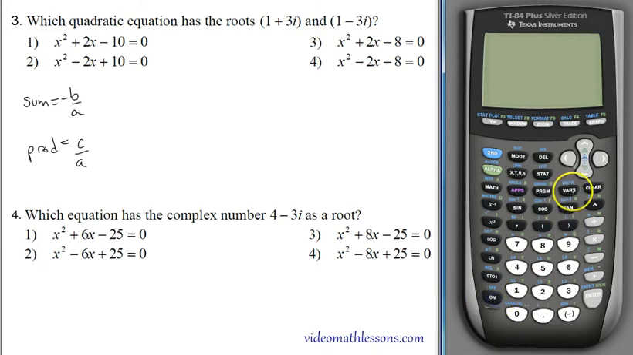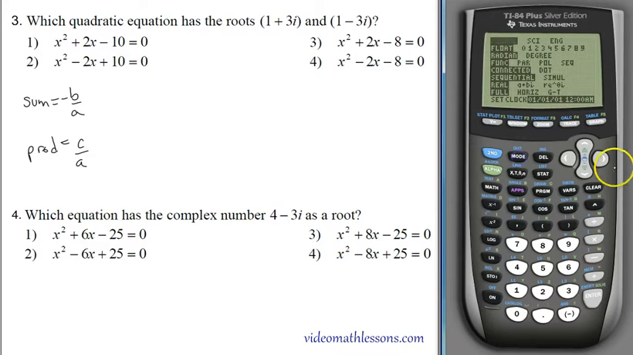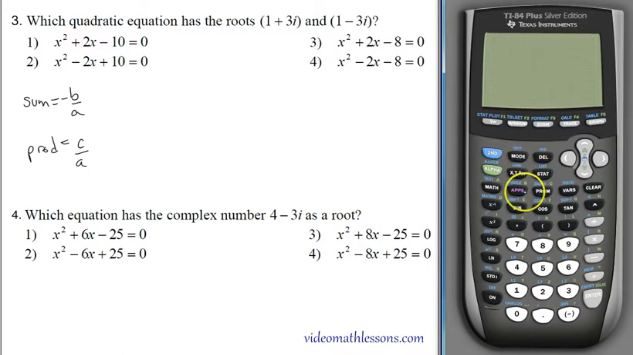So now I turn my calculator on, and I have to fix my mode because this calculator is not in a plus bi mode. If I want to do imaginary, it has to be in a plus bi mode. Now I'm going to type it in. I'm going to use the parentheses and do 1 plus 3i, and i's over the decimal, plus, because sum means addition, 1 minus 3i.